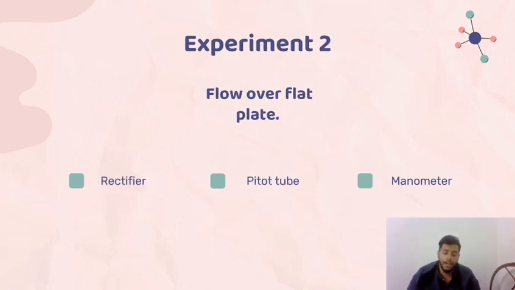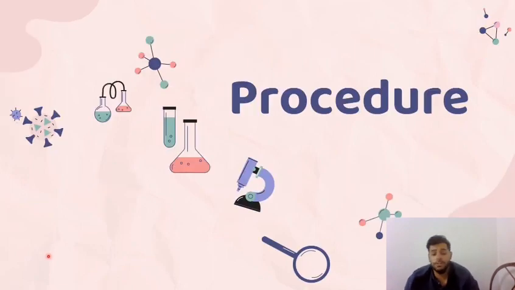Okay, moving on to the second experiment, the equipment for flow over a flat plate. We'll need a rectifier, a pitot tube, and finally a manometer. Okay, now moving on to the procedure for both experiments 1 and 2.